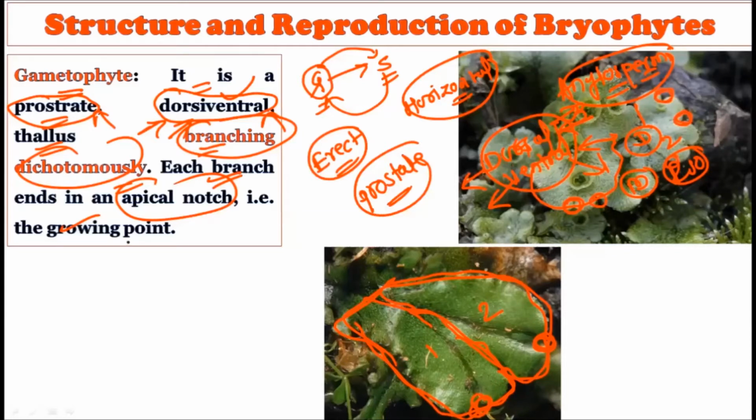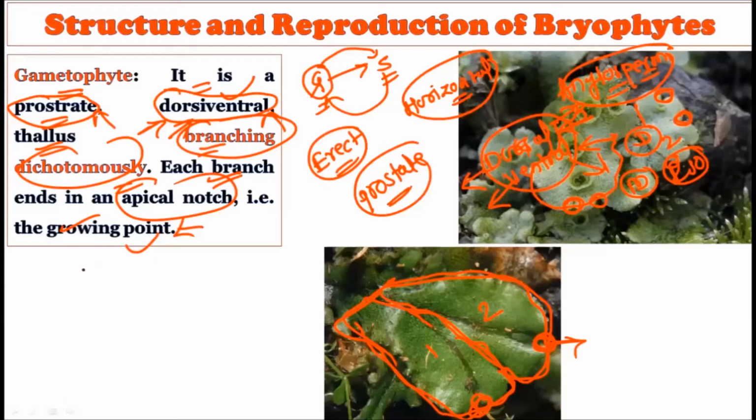Okay, Marchantia thallus. So the apical notch is called the growing point, because the growing point or the apical meristems are there. So the gametophyte of the Marchantia is prostrate, then it is dorsoventral. Then it shows dichotomous branching, plus it shows the apical notch, which is the growing point at the end of the branch. Okay, now consider the next.